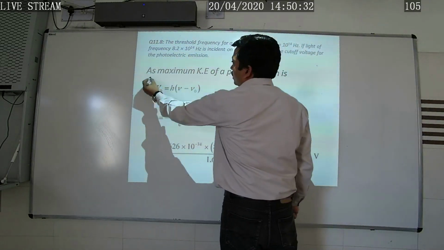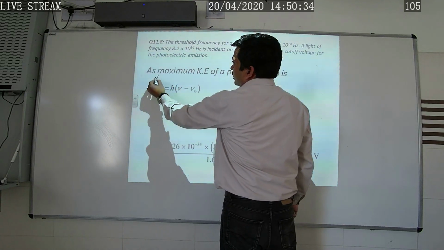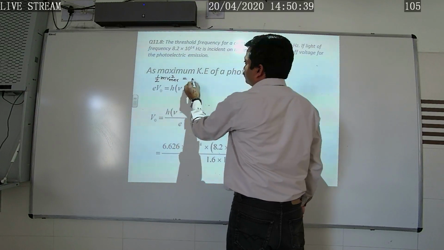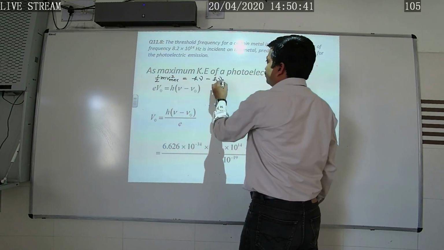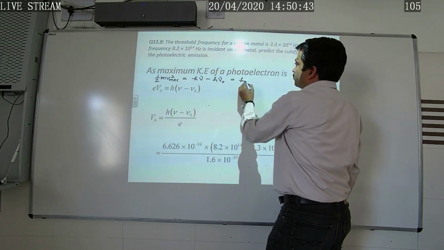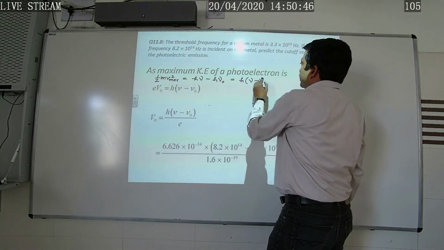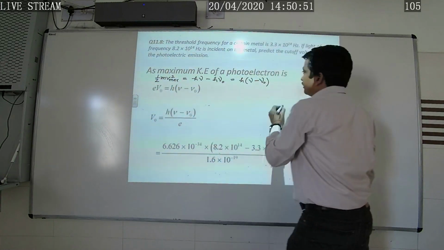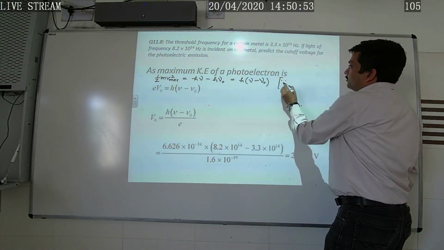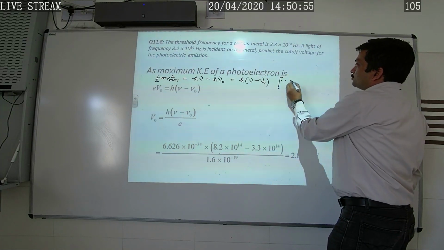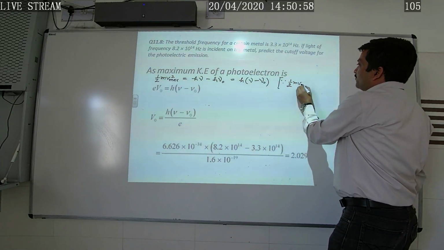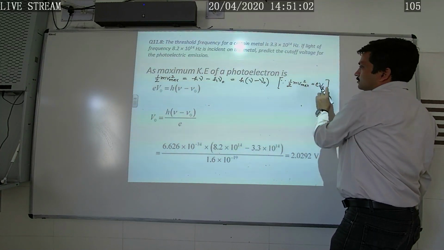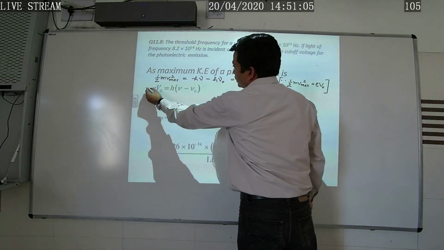Because according to Einstein's photoelectric equation, we have 1/2 m v_max squared equals h nu minus h nu naught. Or if we take h common, we get h (nu minus nu naught). And this maximum kinetic energy, whenever the photoelectric current in the circuit is 0, this 1/2 m v_max squared equals the work done by the stopping potential.